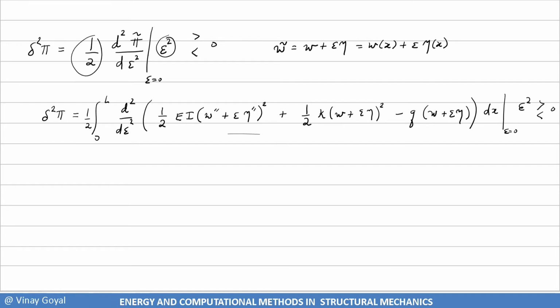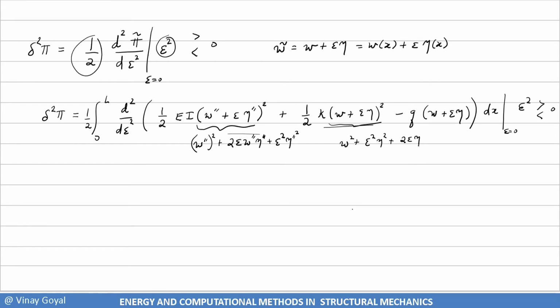And so you can see here that I can expand this, by the way, really quickly. It's W double prime squared plus twice epsilon W double prime eta double prime plus epsilon squared eta double prime squared. And I can expand this quickly just to make it nicer. So I get W squared plus epsilon squared eta squared plus twice epsilon W eta.